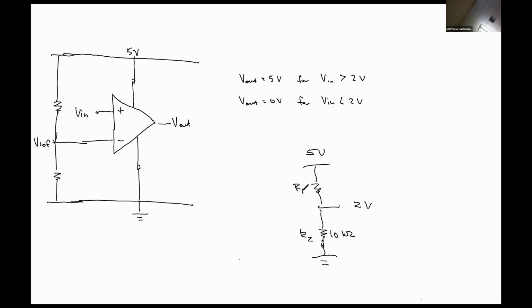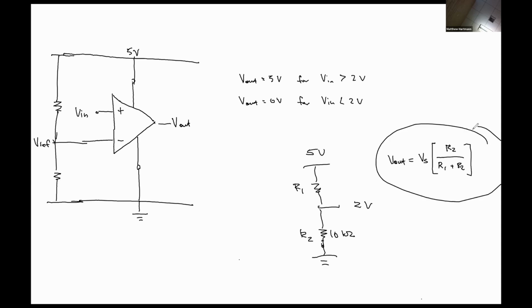So the output voltage of a voltage divider network, V out, is equal to our source voltage multiplied by R2 divided by R1 plus R2, where I'm defining my output voltage to be the voltage difference from this pin to ground, which is the same as the voltage drop over resistor R2. So hopefully this equation looks vaguely familiar.